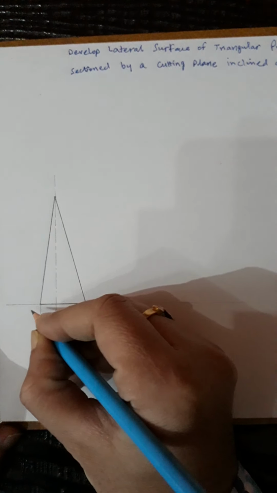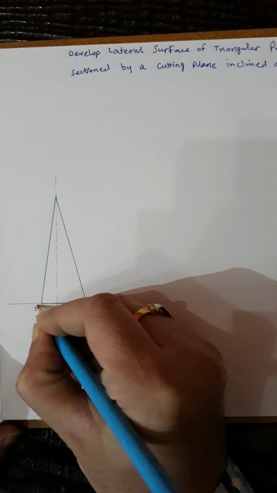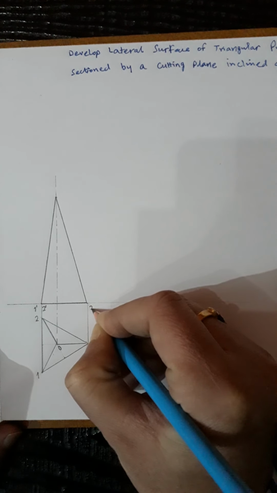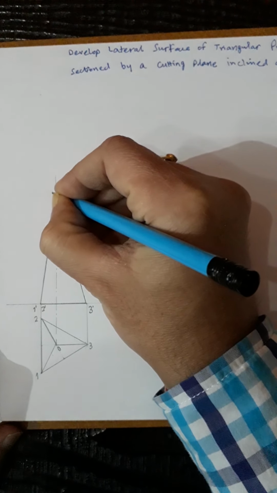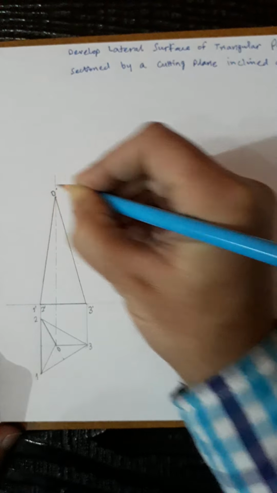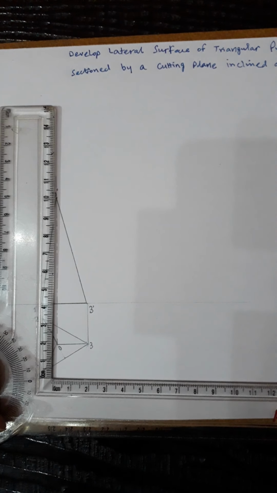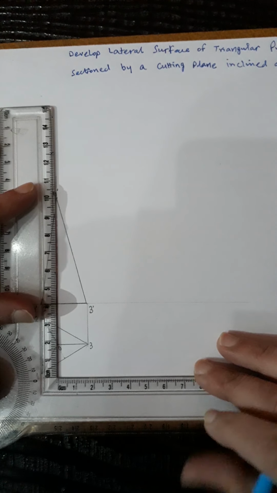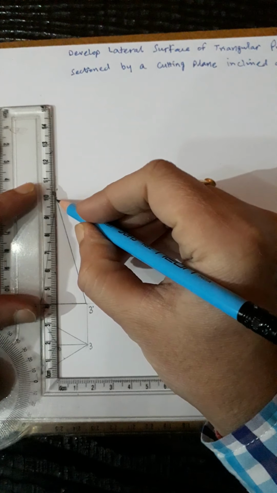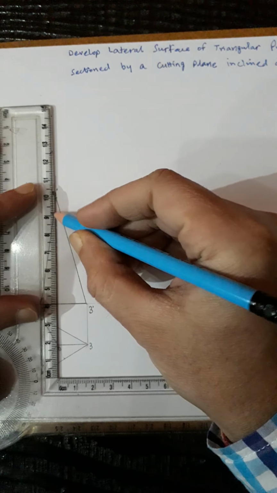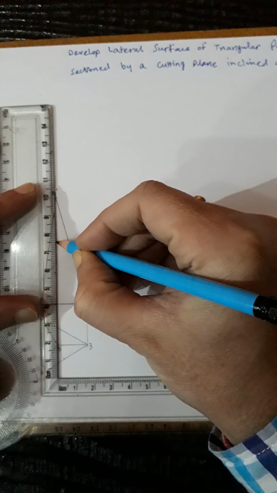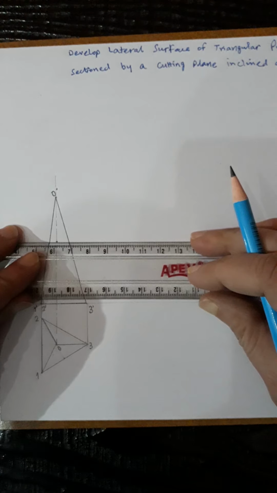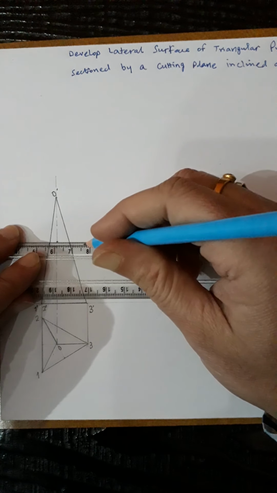Now you can name it 1 dash, 2 dash, they will be merging, and 3 dash is here, and this is O dash. Now you have to locate the cutting plane. It is 25 mm from the apex. The apex is here, O dash. I have to measure 25 mm: 10, 20, it is 25. Now you can draw a horizontal line passing through this point 25 mm from the apex.